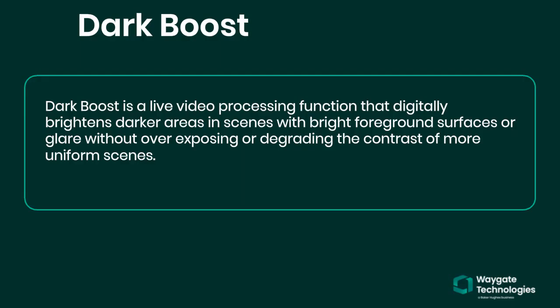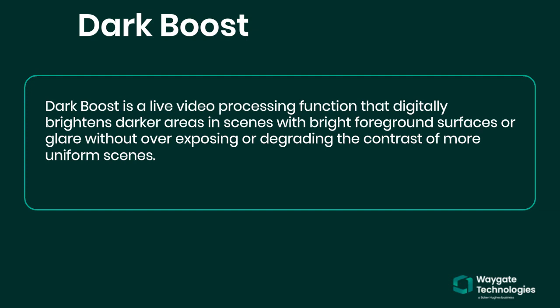Now let's discuss an image transform called Dark Boost. Dark Boost uses video processing to digitally brighten darker areas in scenes with bright foreground surfaces or glare, but it does not overexpose or degrade the contrast of uniform scenes. This can be helpful in a number of different situations, but first let's take a look at a graph that helps show what is happening behind the scenes.